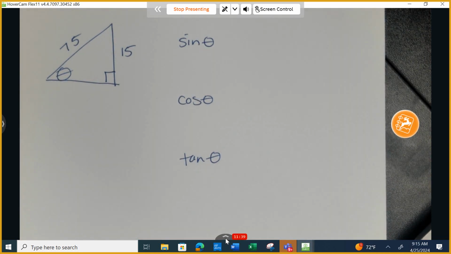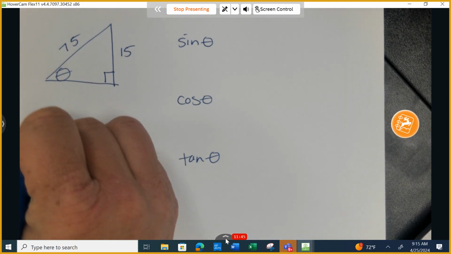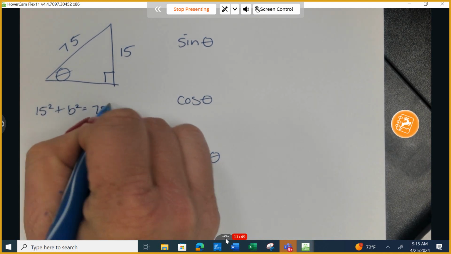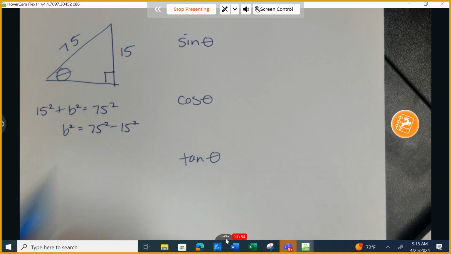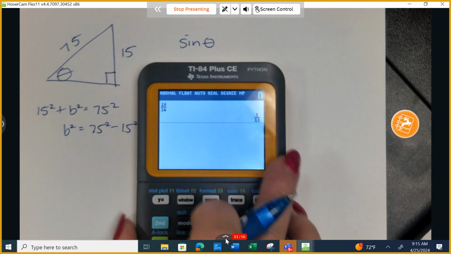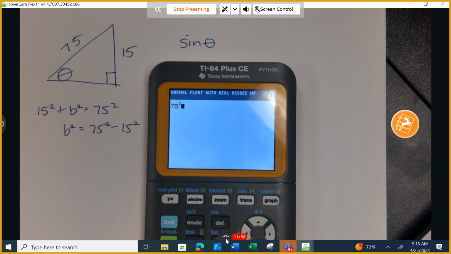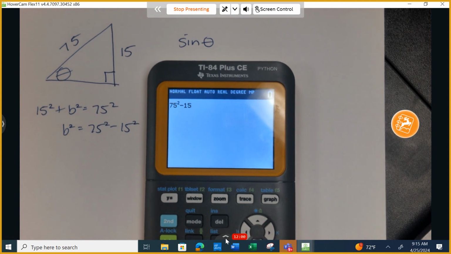Okay, so just like the last problem, first I need to figure out the missing side before I can do anything more. So I'm going to come over here and do the Pythagorean theorem. A squared plus b squared equals c squared. And I can isolate the b squared by subtracting 15 squared to the opposite side. I've shown all of my work, which I expect you to do as well. And now I can use the calculator to combine 75 squared minus 15 squared. All right, I get 5,400.